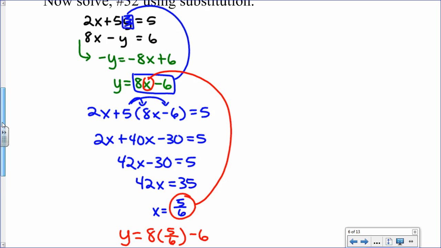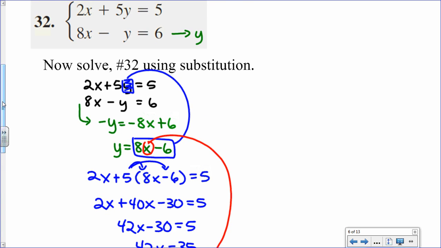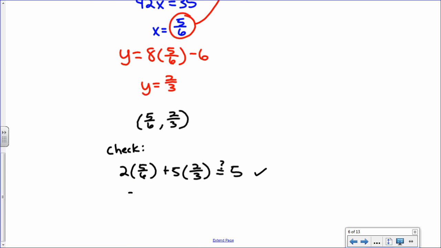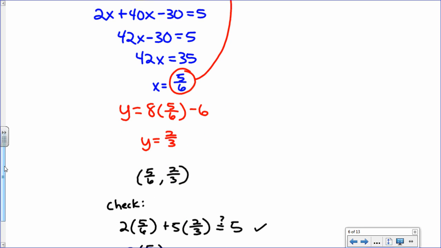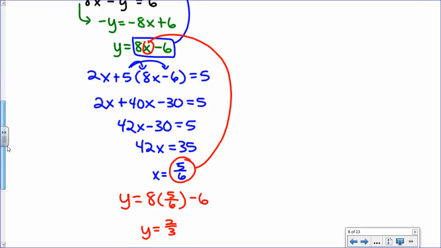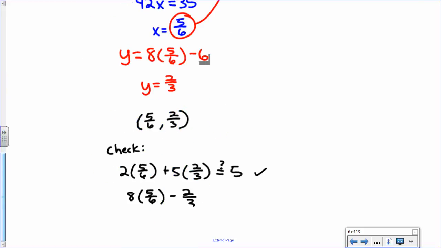So because you can check your answers, that's why the fractions should not scare you. So 8 times 5/6 minus 2/3. See if that gives you 6. Does it? Yes. Okay. So I'm verified. I know I'm correct.